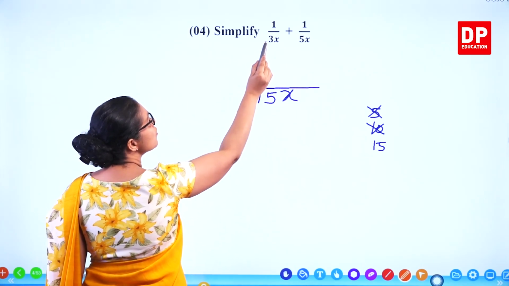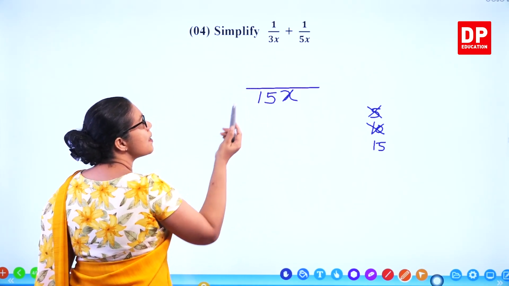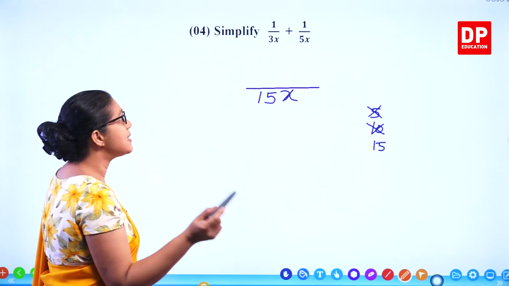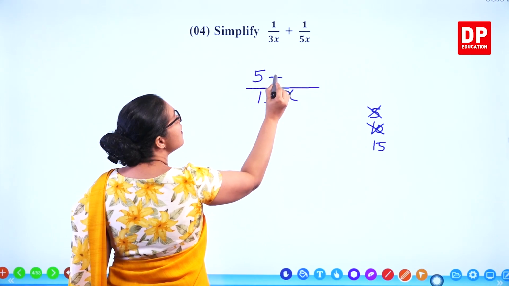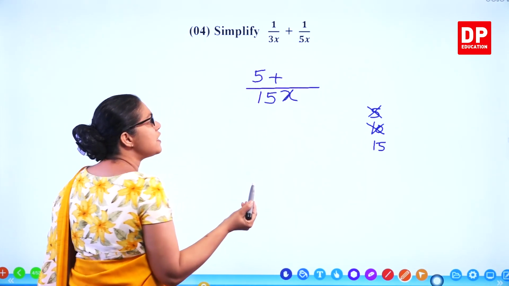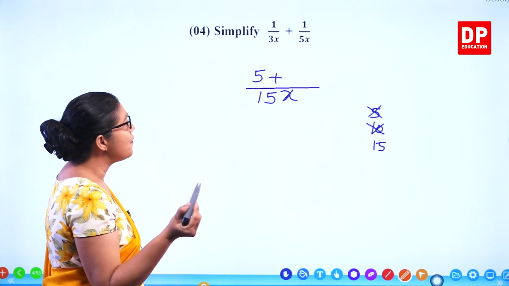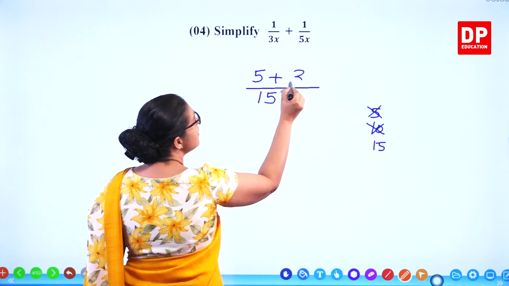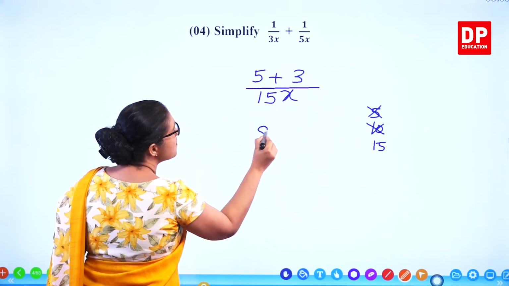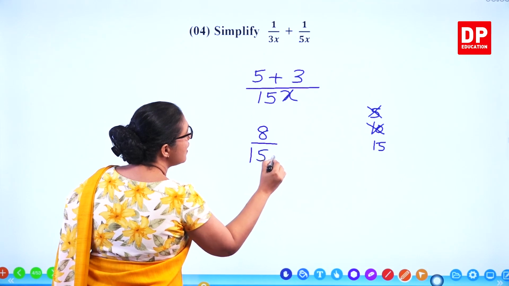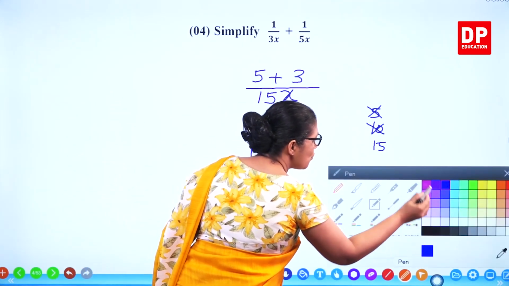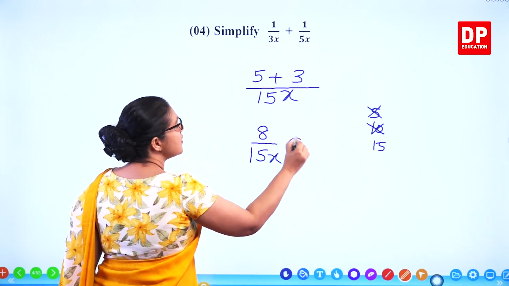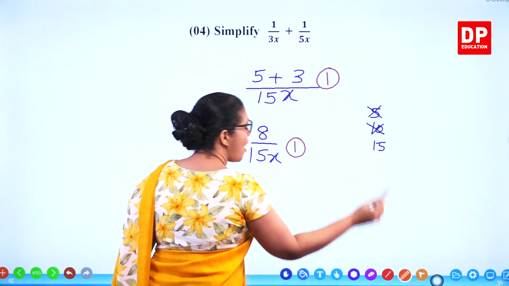Convert. So 3x becomes 15x, multiplied by 5. You do the same thing in the numerator: 5 times 1 is 5. Then 5x becomes 15x, multiplied by 3. 3 times 1 is 3. So 5 plus 3 becomes 8, giving 8 over 15x. So 2 marks, 1 mark for this answer and 1 mark for the method.